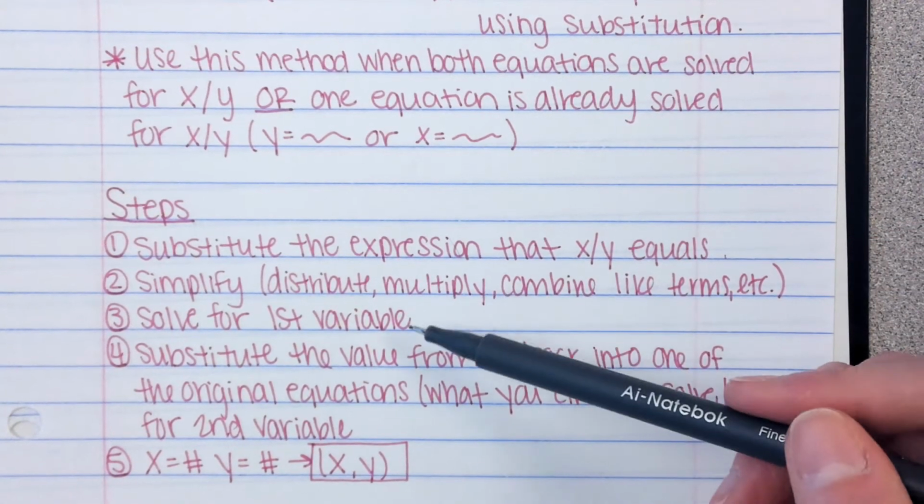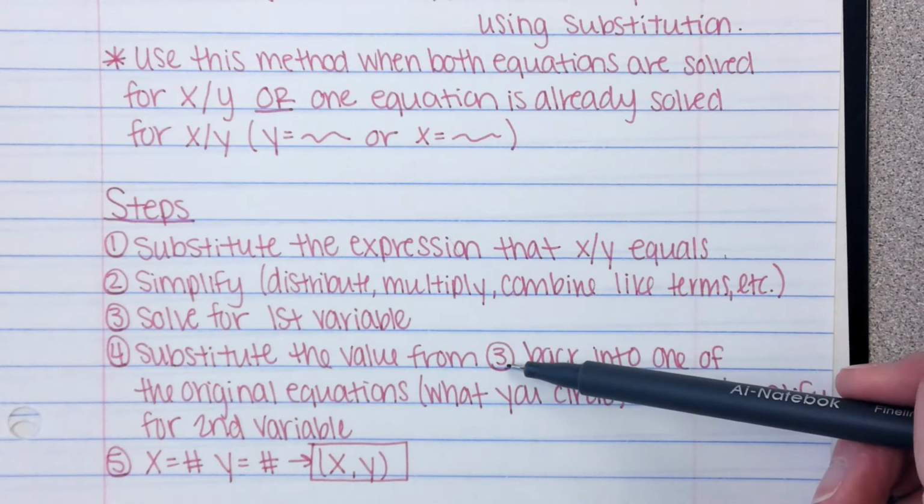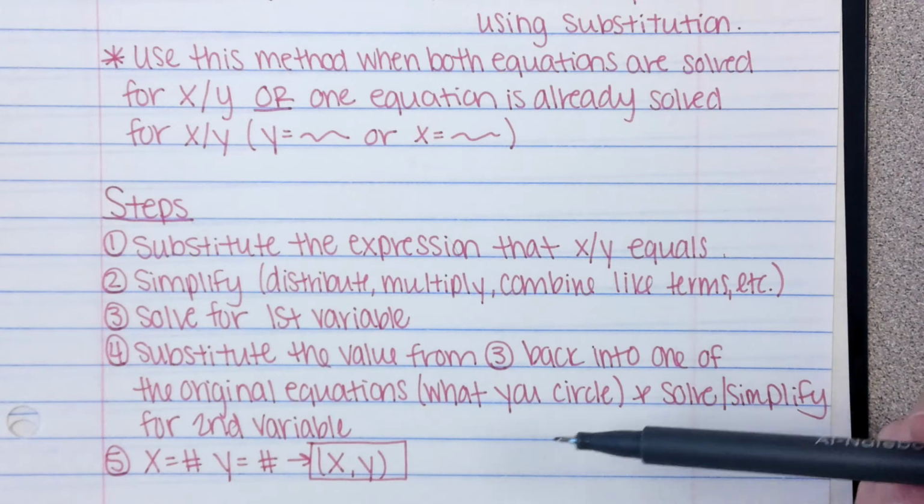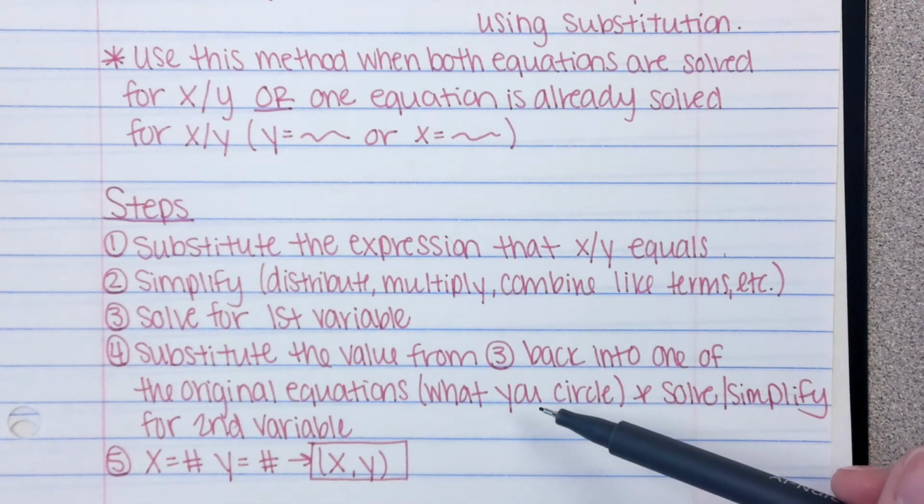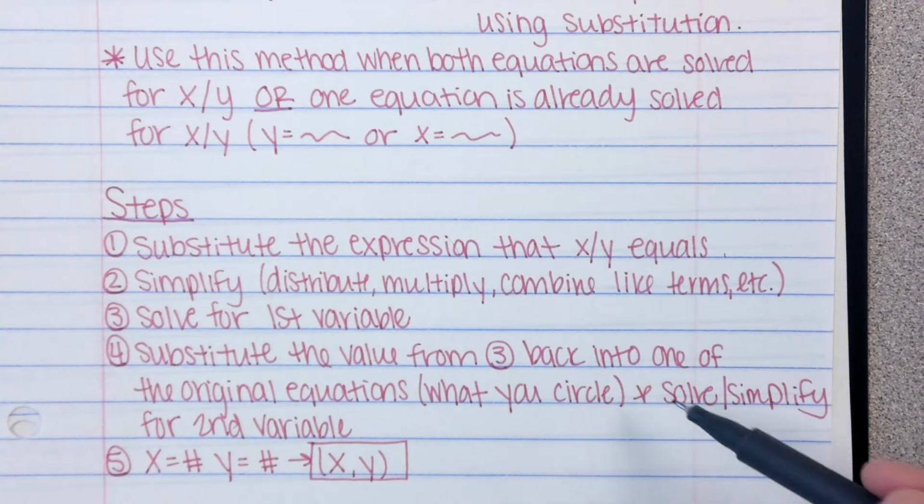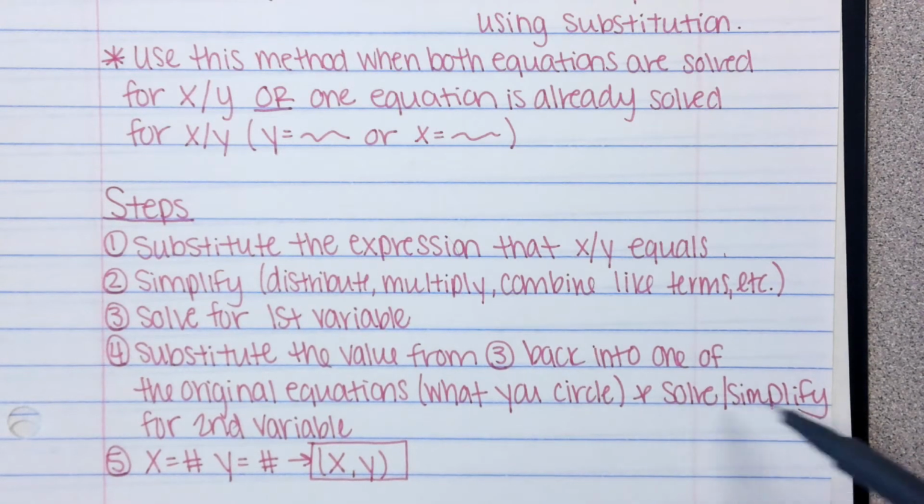Step 4, you're going to take what you get in step 3, so substitute the value from step 3 back into one of the original equations. And if you go back to the one that you circled, that's going to be the easiest, and I'll show you what I mean. And then from there, you solve or simplify for your second variable. Depending on which equation you use, you might have to solve, or you might just have to do some simplifying, just to do some math operations. And that'll give you your second variable.